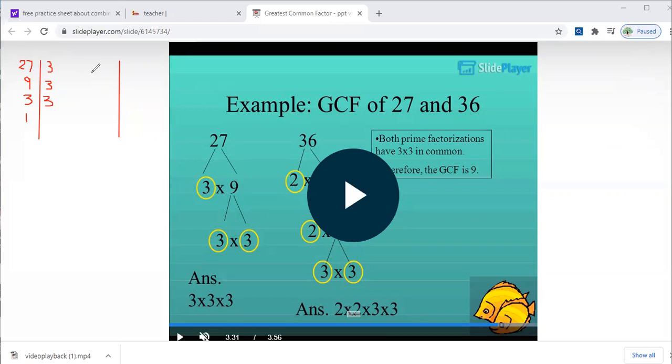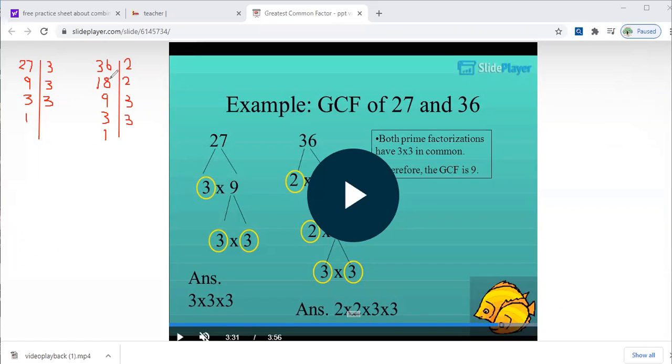What is the prime factorization of 36? We have 36 divided by 2 equals 18, divided by 2 equals 9, divided by 3 equals 3, divided by 3 equals 1. Note that all the numbers here are prime numbers. Then, how are we going to select the numbers which will be the common GCF?